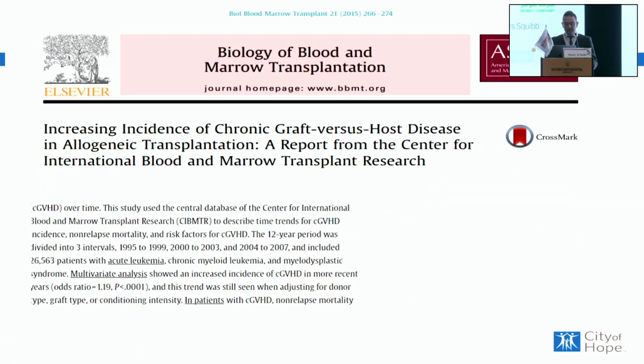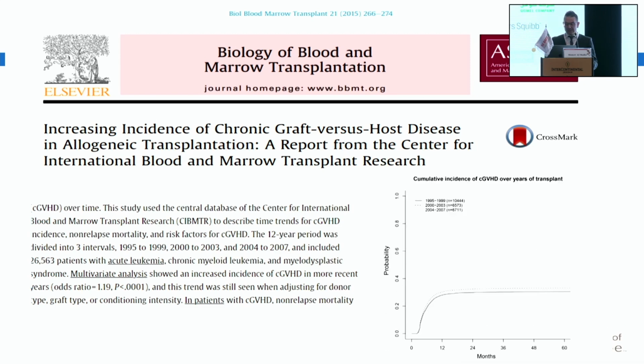In this paper, with all the groups that I've shown and all those risk factors, this paper shows the reflection. As you can see on the curve here, there is an increase in chronic graft-versus-host disease over the years. And later on, we'll show more details about that.